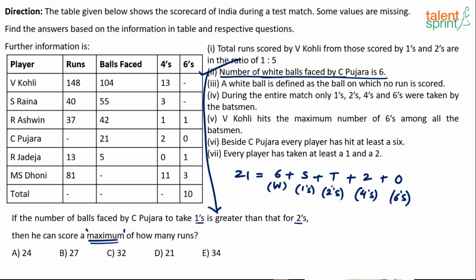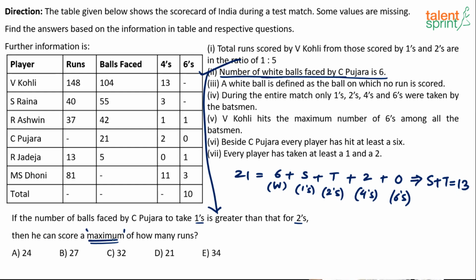Singles and twos, right? Now what should be S plus T? Say 6 plus 2 is 8. 21 minus 8 is 13. So I can conclude that S plus T is equal to 21 minus 8, 13. Number of balls on which he has taken singles plus number of balls on which he has taken twos is 13.